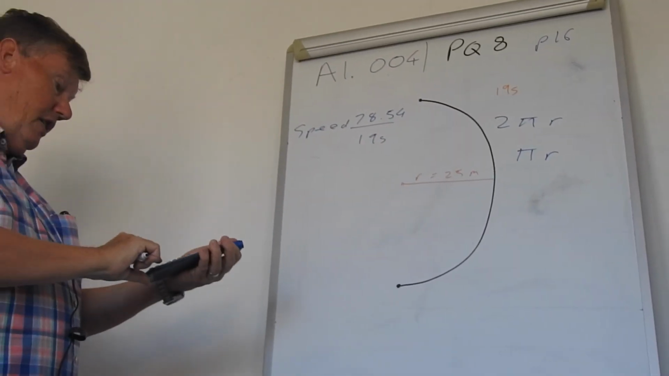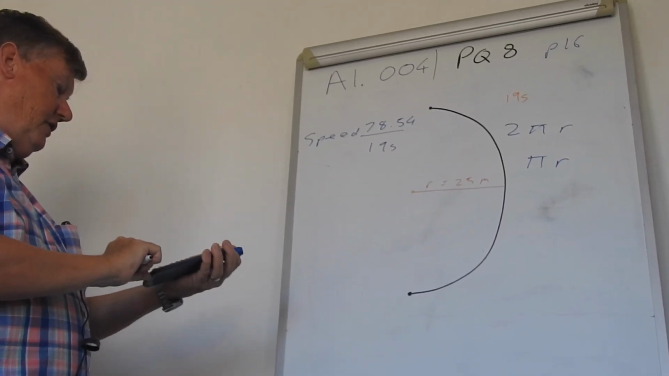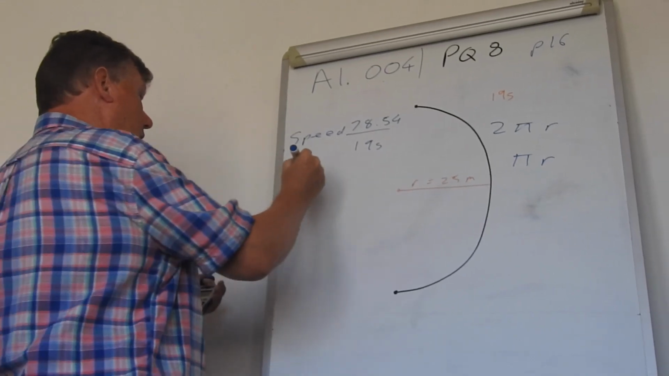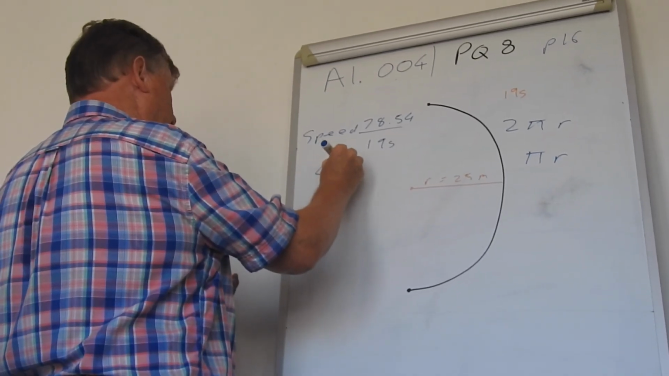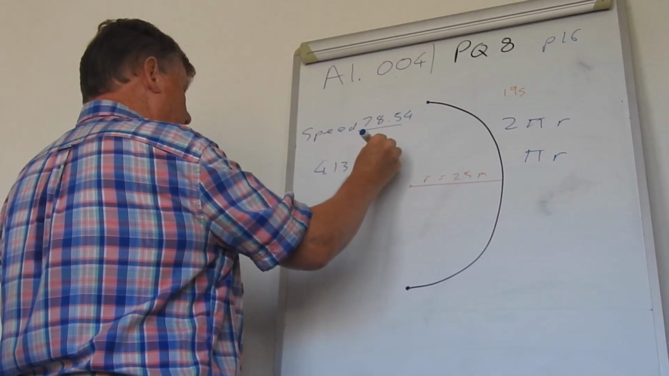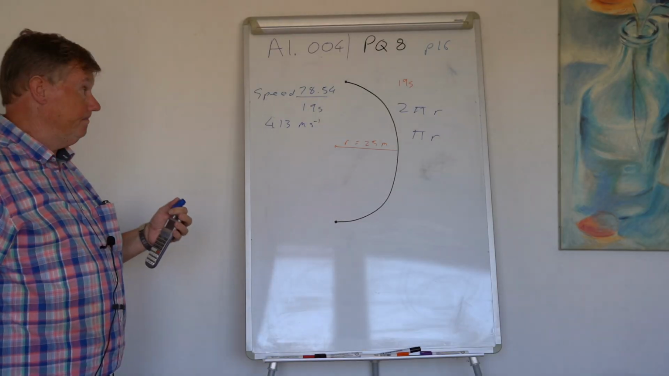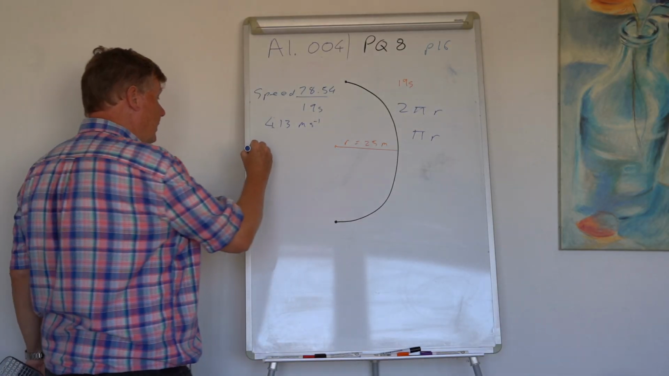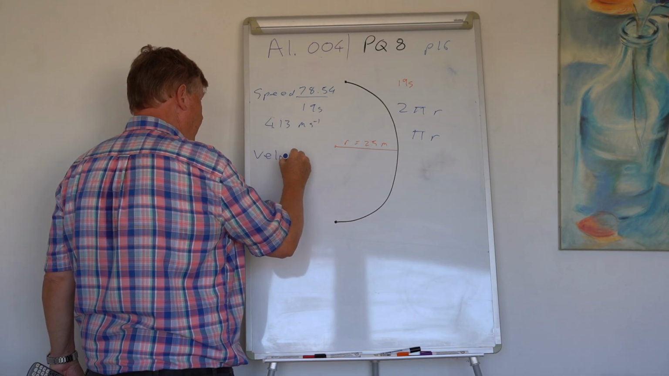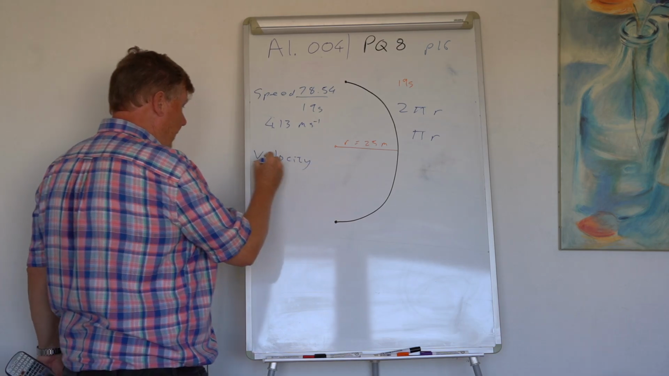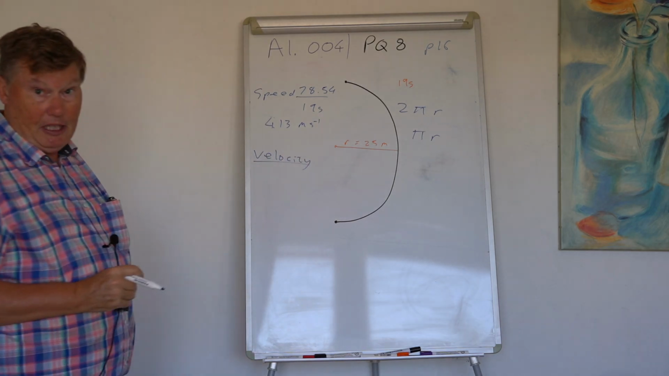78.54 metres divided by 19 seconds, 4.13 metres per second average speed. Second part, average velocity. Now velocity, strictly speaking, that's what we're going to be doing, is displacement over time.